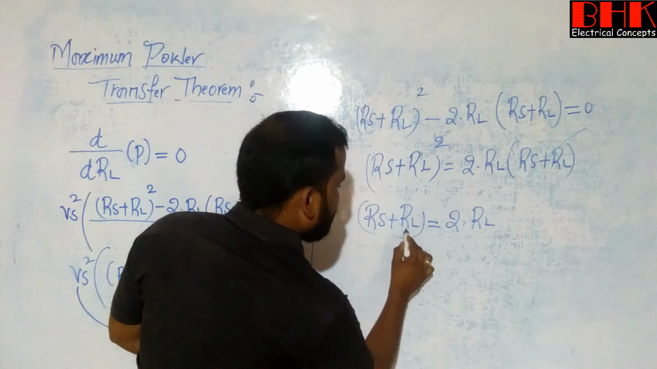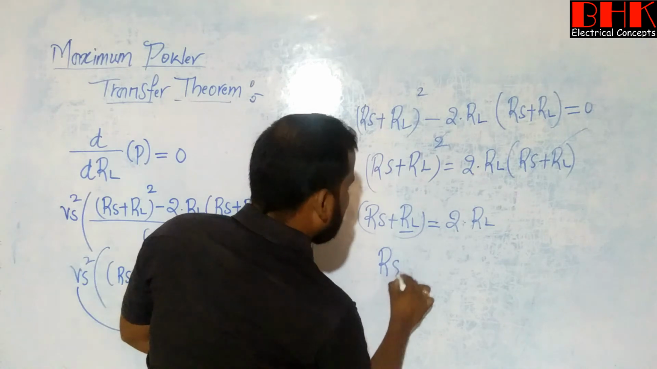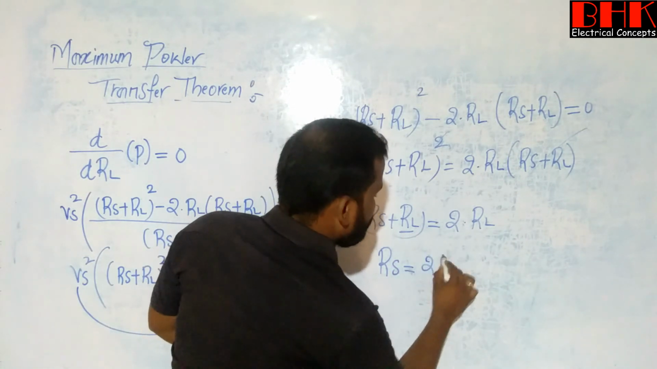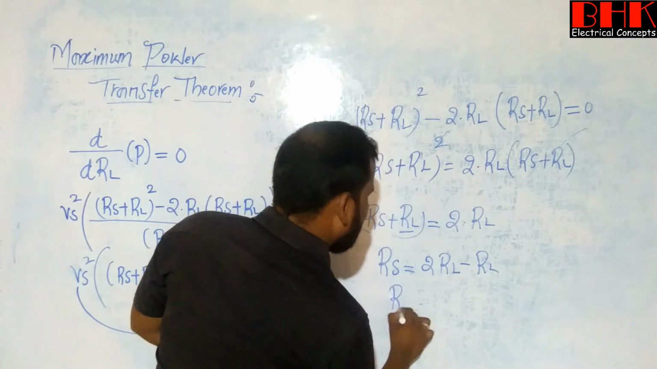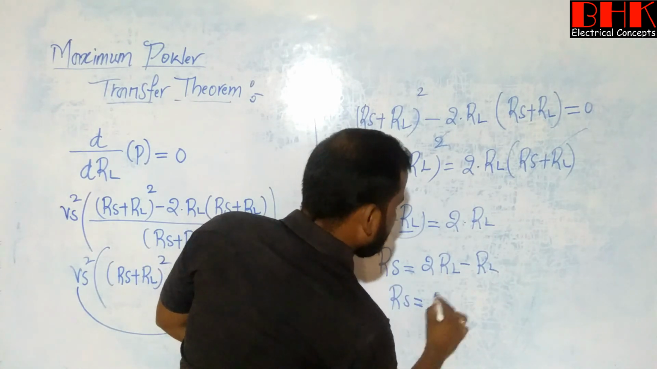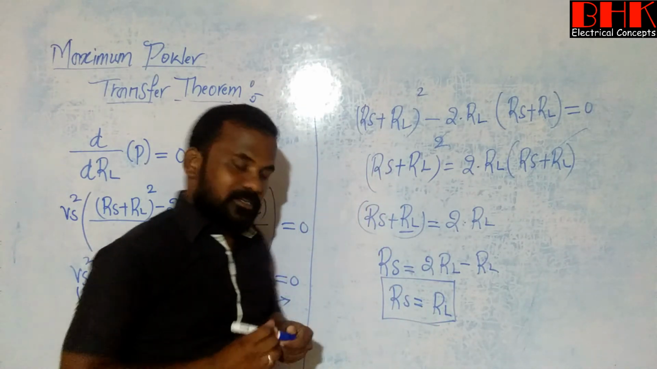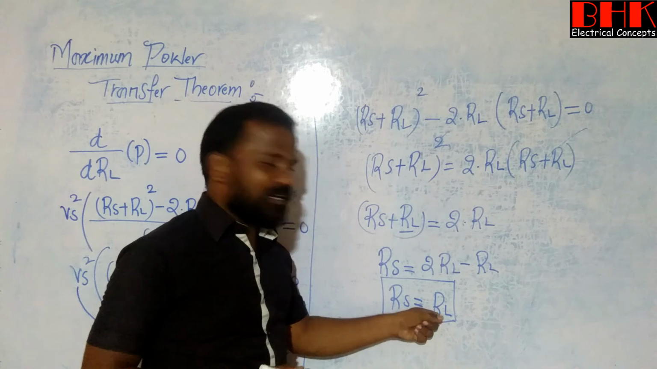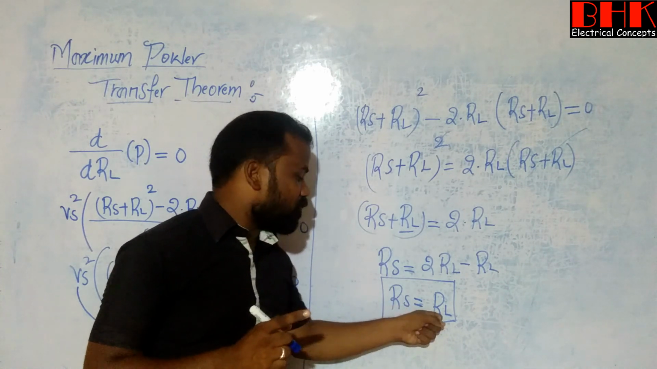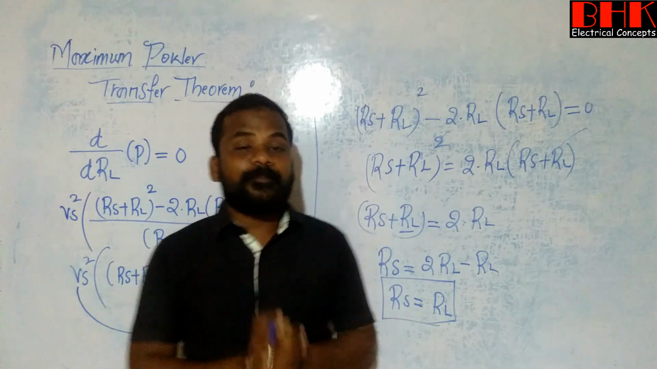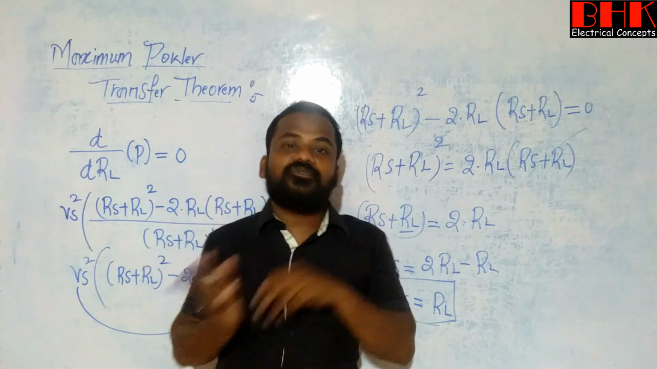It means now this one is RL and this is 2RL. So do one thing. Rs is equal to 2RL minus RL. It means Rs is equal to only RL. So this is the condition of source resistance and load resistance. When the source resistance is equal to load resistance, then only the maximum amount of power will transfer from source to load. Clear?